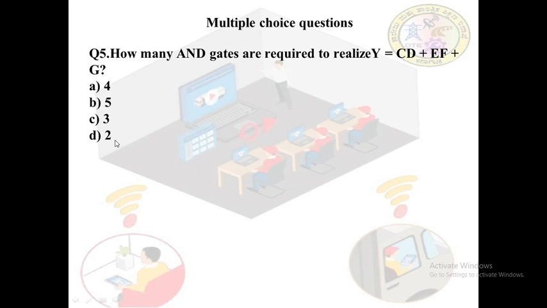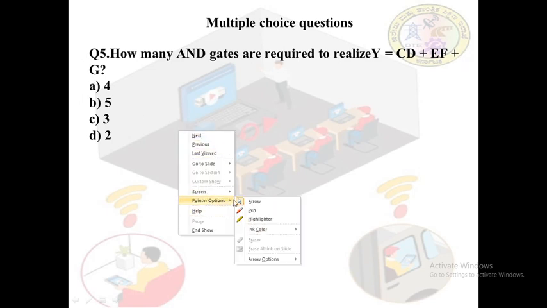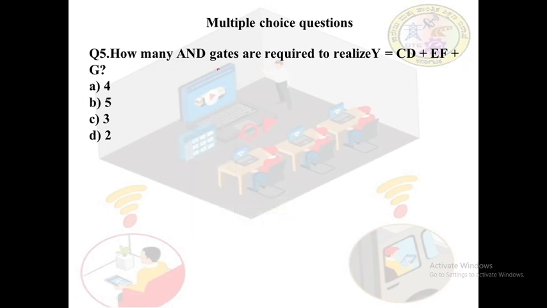How many AND gates are required to realize this expression y equal to CD plus EF plus G? So how many AND gates are required? This means how many multiplication operations, logical multiplication operations, are used here. So here we have CD and EF. G has no multiplication operation, so CD has a multiplication operation.